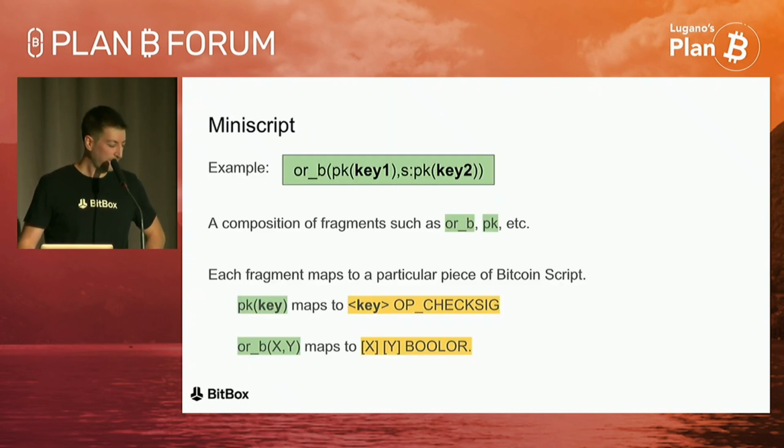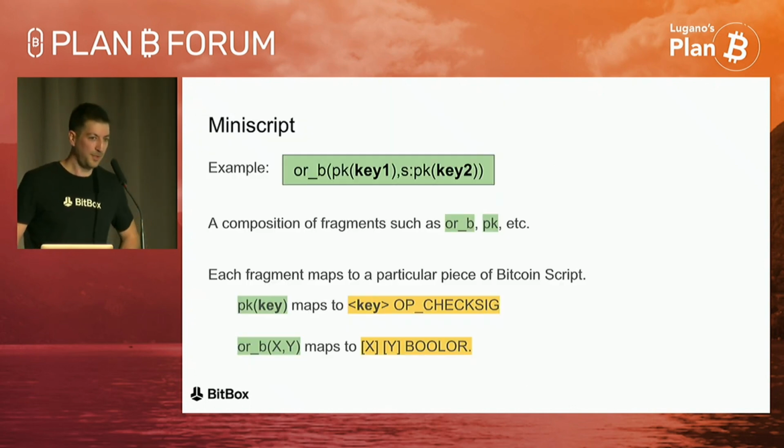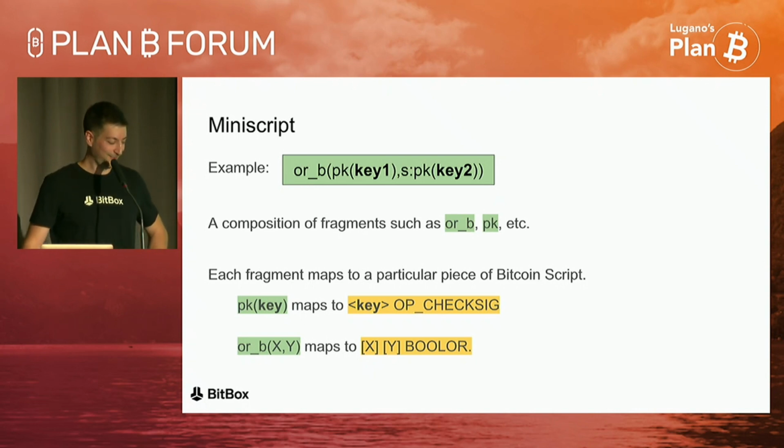So let's switch gears. That was policy until now. Let's look at Miniscript, the thing that policy compiles to, which is the representation of Bitcoin script itself. Miniscript is a composition of fragments like or_b, pk, and so on, and they all, as I said, map to different pieces of Bitcoin script. They encapsulate Bitcoin script. In a sense, they overlay some structure. If you read a Bitcoin script, it's very complicated, but you can take it apart and combine it with those fragments, and then suddenly it becomes understandable.